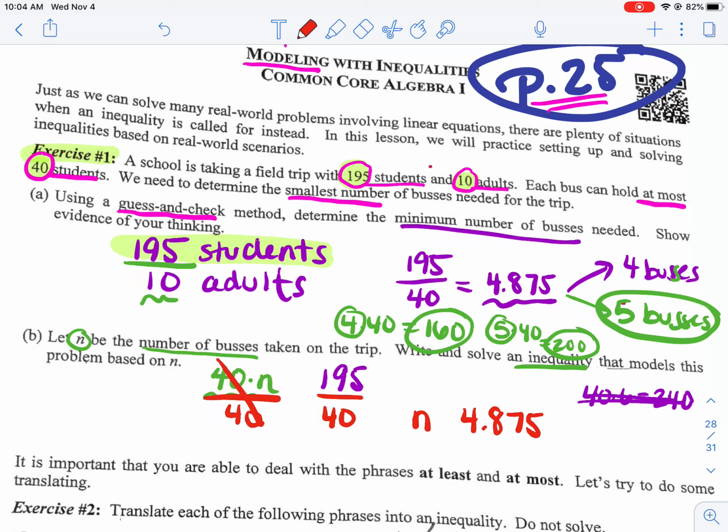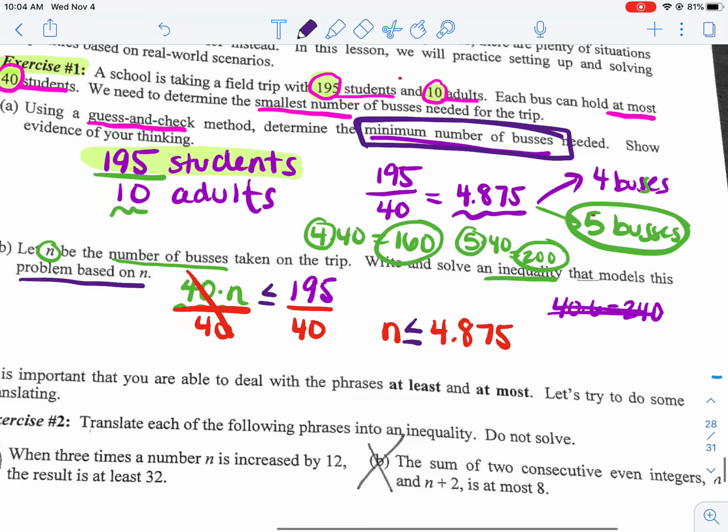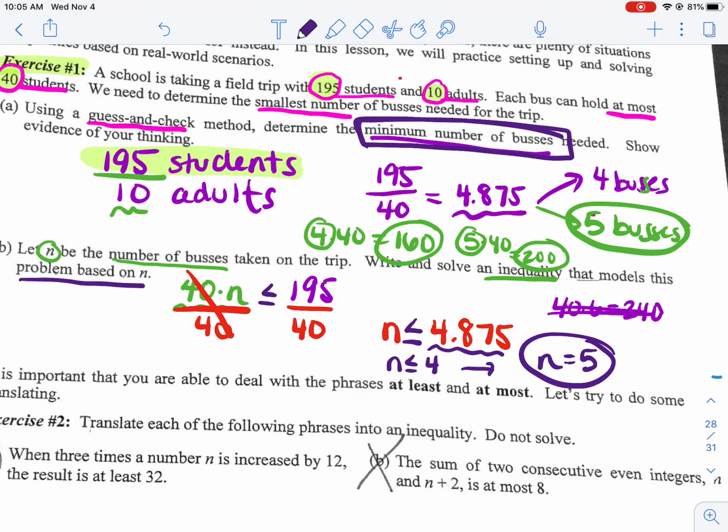I'm just checking my notes here. Where do we have at most? Let N be the number of buses taken on the trip. Write and solve an inequality that models this problem based on N. So we want the minimum number of buses. When you hear minimum, less than or equal to. So our inequality here should be less than or equal to. But if we think about this, we can't have a number that is 4 because it doesn't fit everyone. It would need to be 5, like we worked out before.